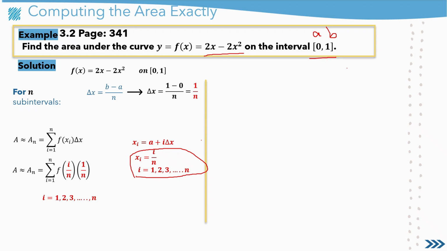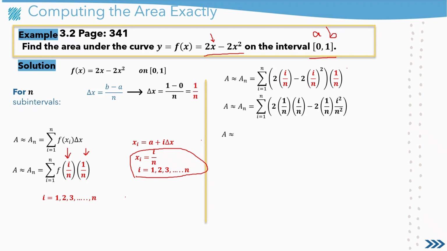We will replace our xi with i over n and our delta x with 1 over n. In your function, let's replace our x with i over n. And when you simplify, you will multiply your n and n. So you will get n square, and the second term you will be getting n power 3 because you have n and n square. Let us take the common term outside. 2 over n square and 2 over n power 3 is taken outside.